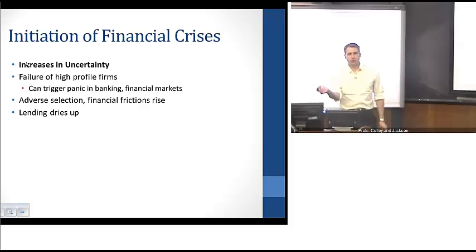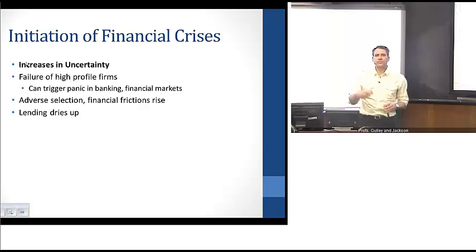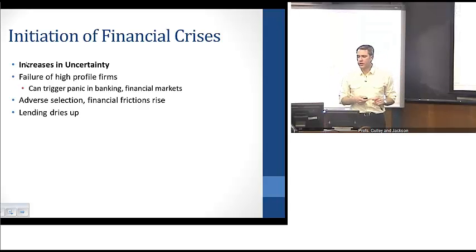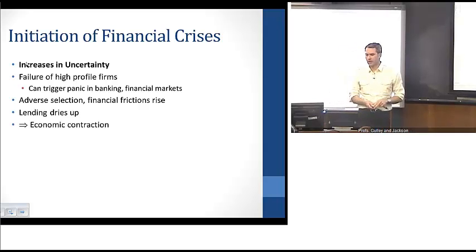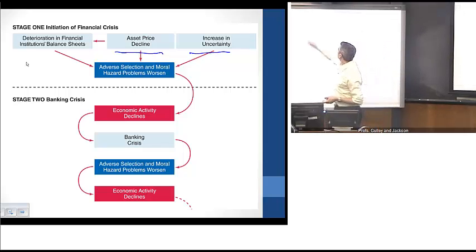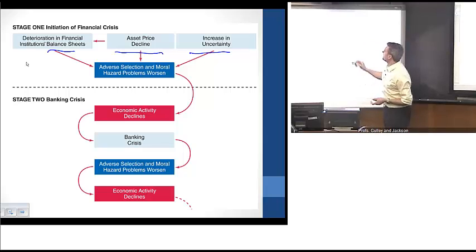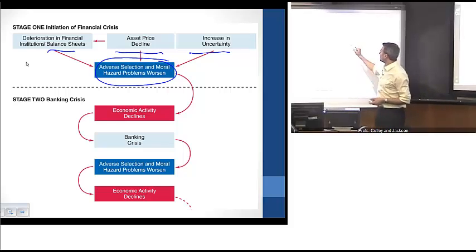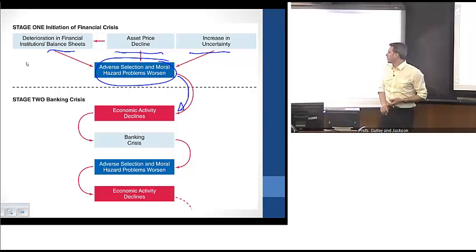And so as we've talked about in previous examples, when you have these increases in uncertainty, these increases in financial friction, then that leads to higher adverse selection and the moral hazard problem. As a result of this, lending dries up, and we end up in the same situation as we've talked about, where we have economic contraction. So the punchline here is that all of these triggers, the three triggers that we talked about, uncertainty, asset price declines through the boom-bust, and these other things, all feed through to heightening the adverse selection and moral hazard problems. And as a result, that leads to a contraction in lending and a contraction in economic activity, which leads us into the second stage here, which is the banking crisis.